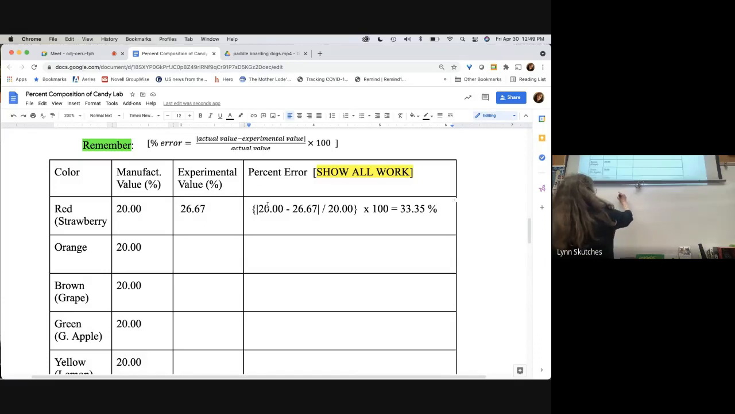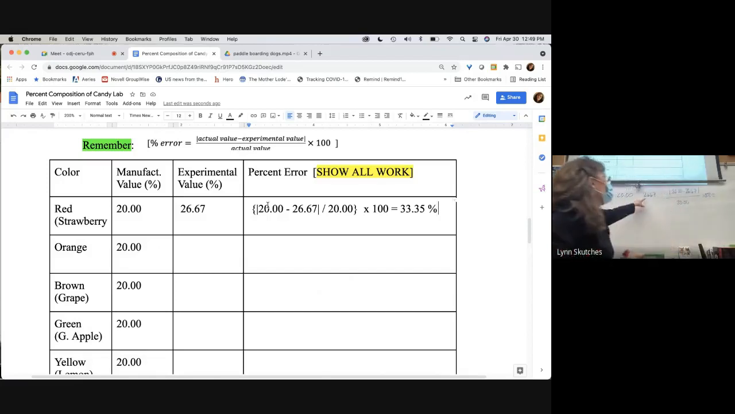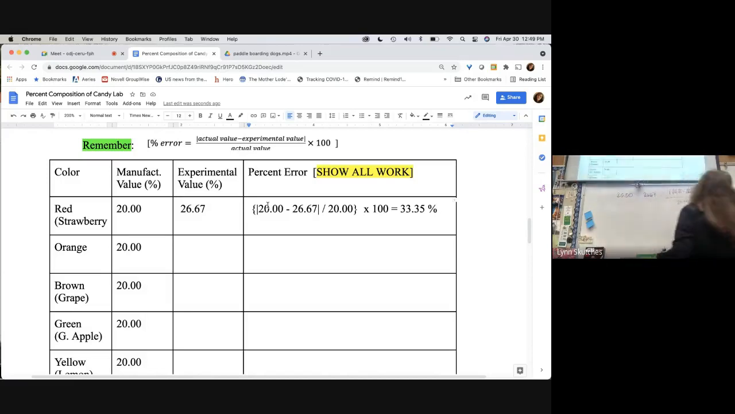So if all of them are supposed to be 20% and you got 26.67, to do percent error, you take the absolute value of the accepted minus your experimental. So that's going to be 6.67 divided by the accepted, and then times that whole thing by 100. 6.67 different from 20 doesn't sound that bad until you realize that's actually 33% error. Okay, so 33.35% error.